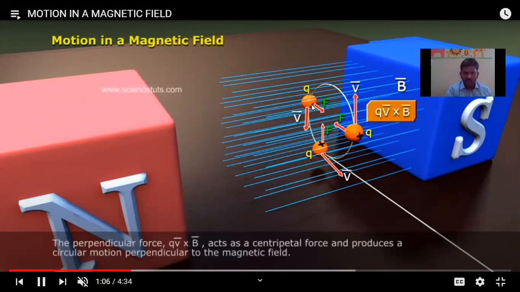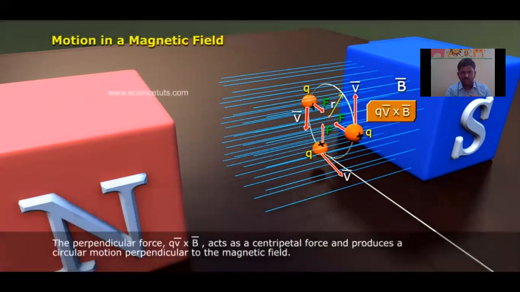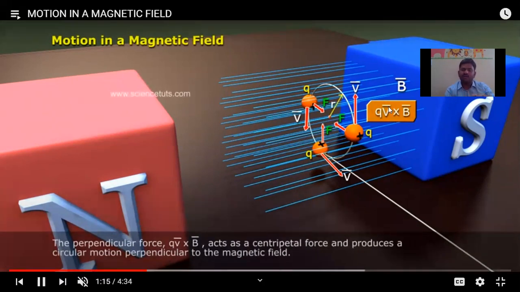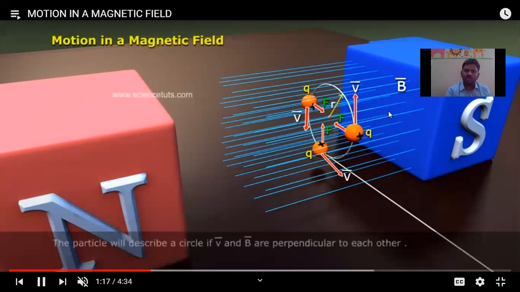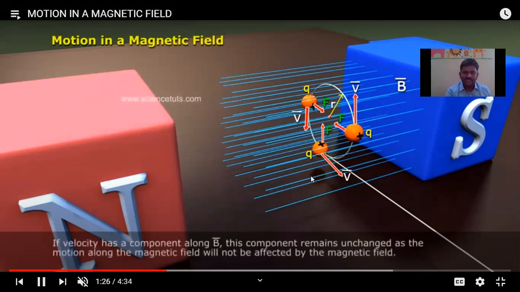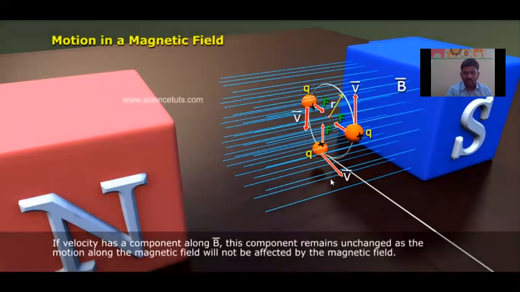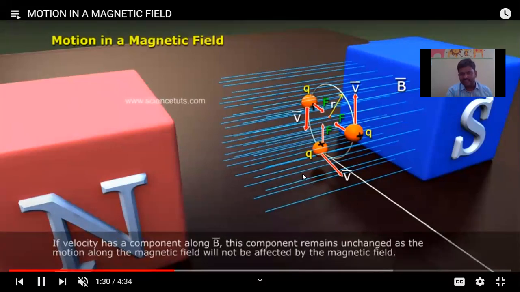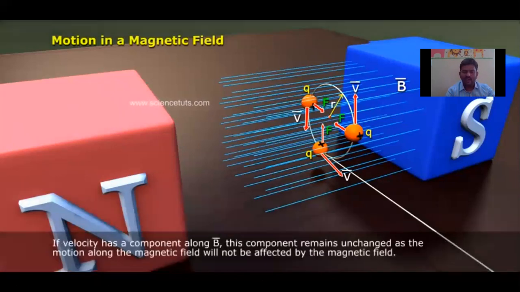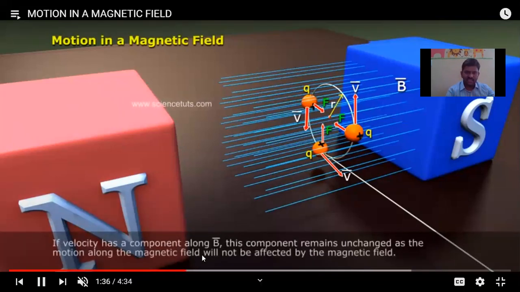Okay, so we are saying it is Q of V cross B. Q of V cross B gives the correct value for the force on this charged particle. Okay, now we will see what happens if the charged particle enters this magnetic field at an angle other than 90 degrees. We will see that.